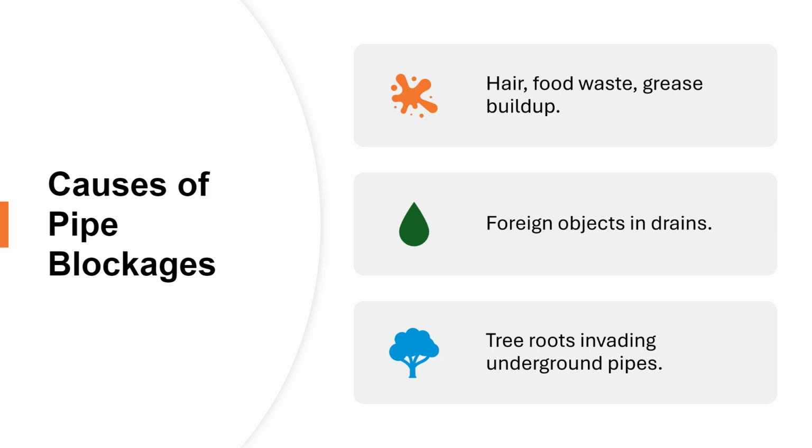Pipe slope or design faults. Improper pipe slope means water doesn't flow freely, leading to stagnation and build-up. Tree roots. Yes, underground pipes can be invaded by roots searching for moisture, leading to cracks and major clogs. Blockages don't happen overnight. They build up slowly. But if you know the causes, you can prevent them, clear them faster, and save your client a major headache.